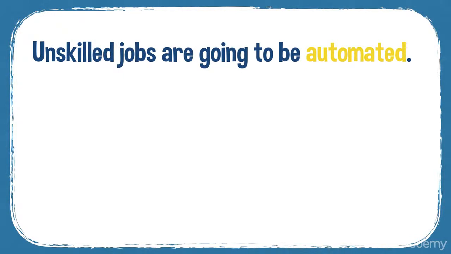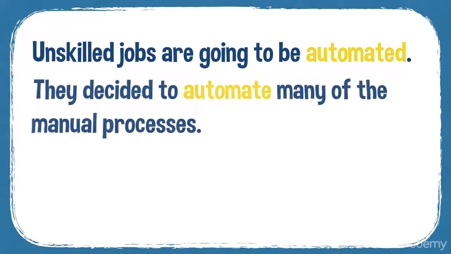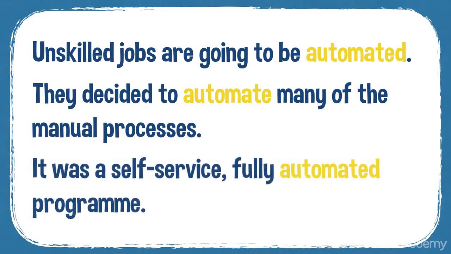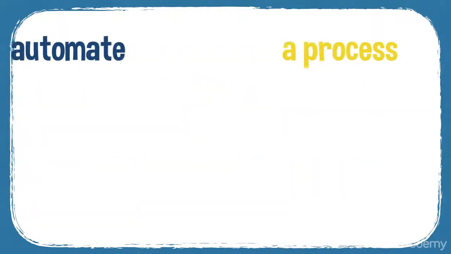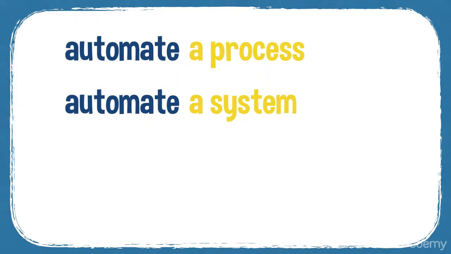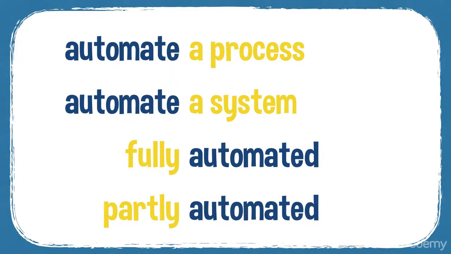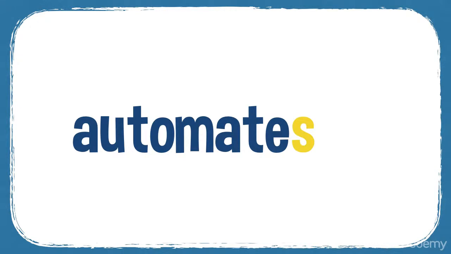Unskilled jobs are going to be automated in the future. They decided to automate many of the manual processes. Manual is by hand. It was a self-service, fully automated program. And so we can automate a process, automate a system, and systems can be fully automated or partly automated. So it's a verb, so we can have automates, automating, automated, which works as an adjective as well.